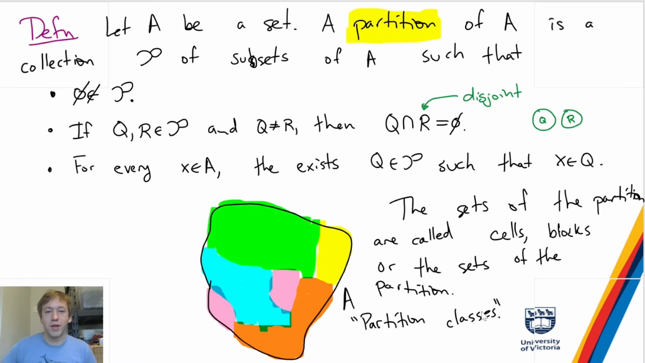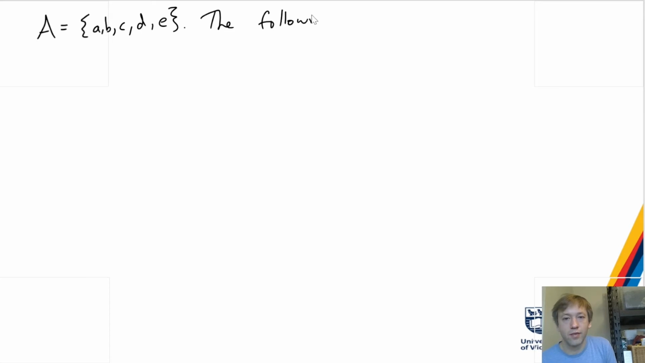There's all different kinds of terminology here, but hopefully it'll be clear from context what we're talking about when we talk about the sets of a partition or the cells or whatever. Okay, so suppose I've got a set A, which is, let's say, {A, B, C, D, E}. One partition... so the following are partitions of A.